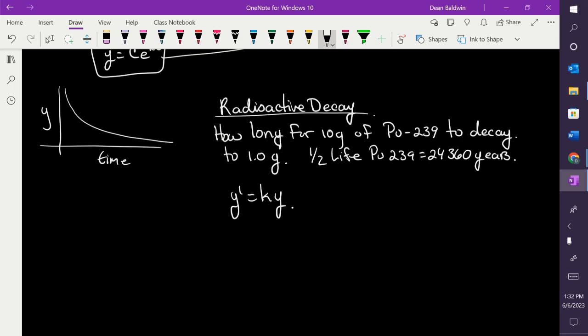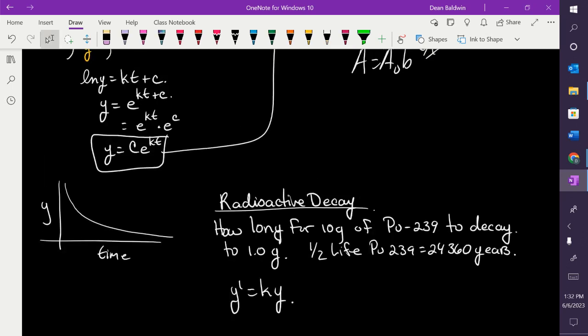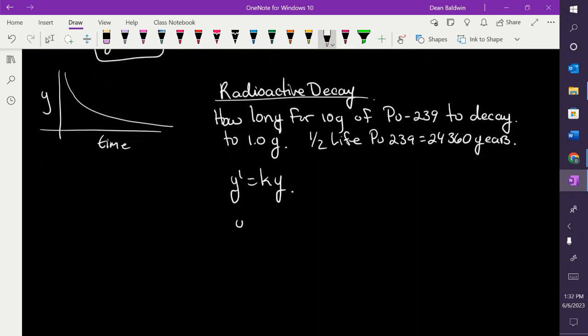We know that if you have this criterion, instead of going through all this stuff up here, you can just say, okay, y is going to equal c e to the kt. That's a given. You don't have to show that. We have to figure out c and k. So now let's find c.